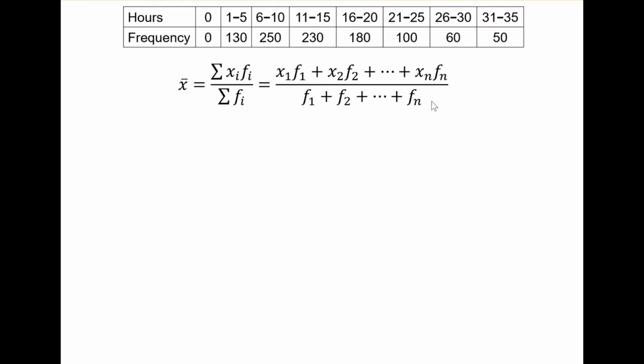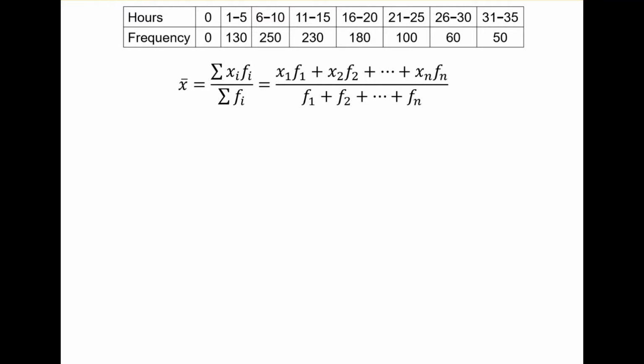So this is kind of like doing the mean from before. Instead of adding whatever this number is 130 times, we can just multiply these two together and we're accounting for whatever this number is 130 times. Then because we're multiplying this one by 250, it's like adding whatever this number would be 250 times, and so on and so forth. And then we divide by the total frequency.